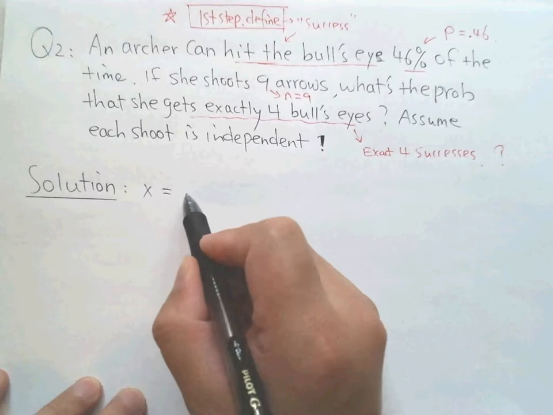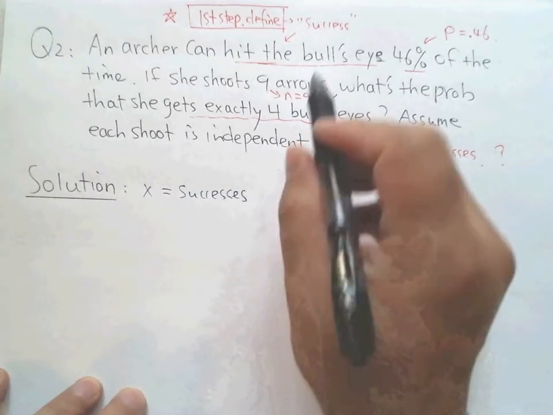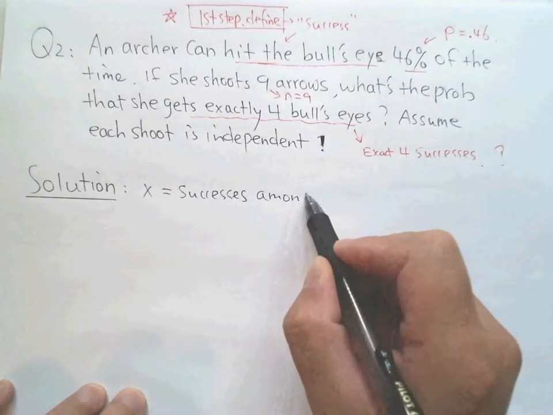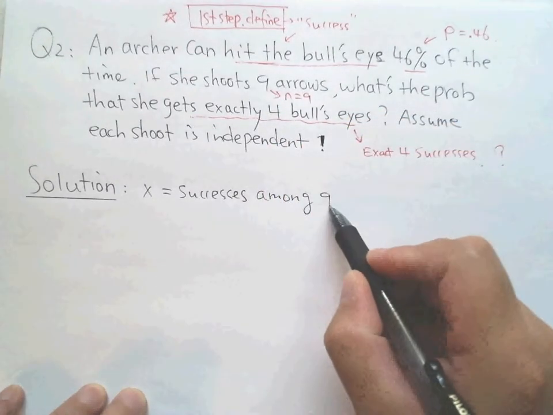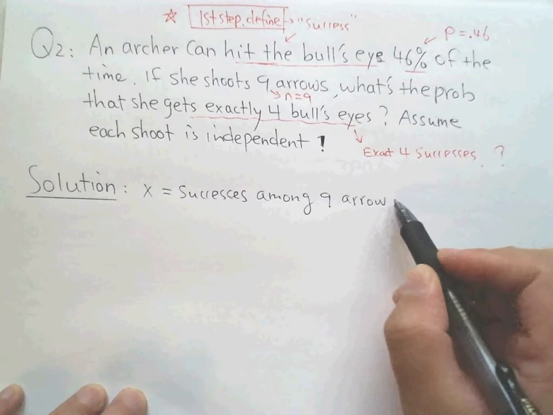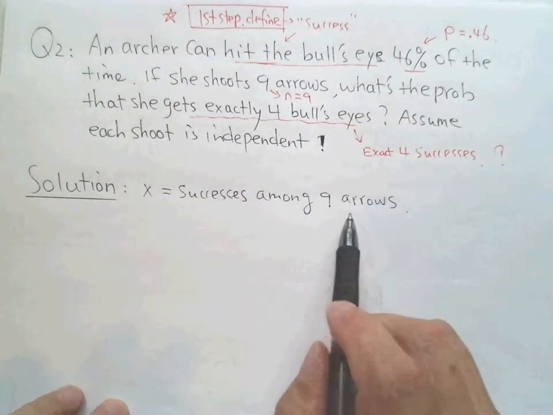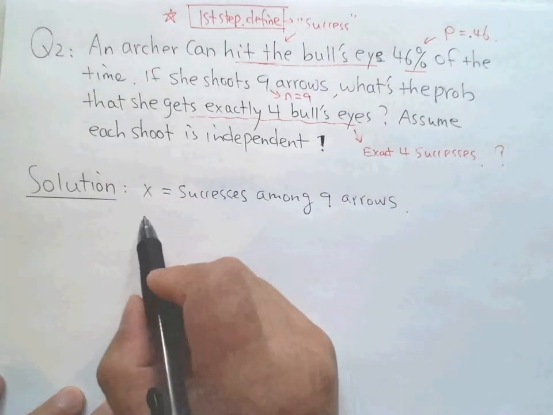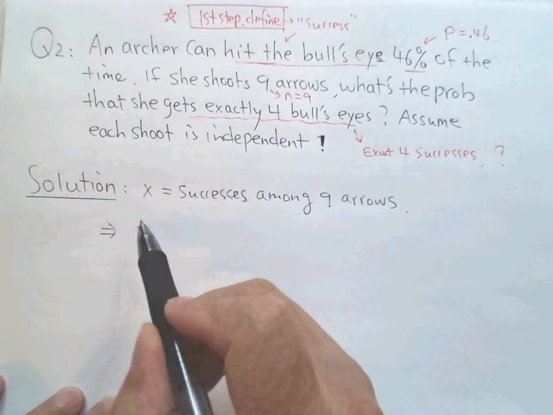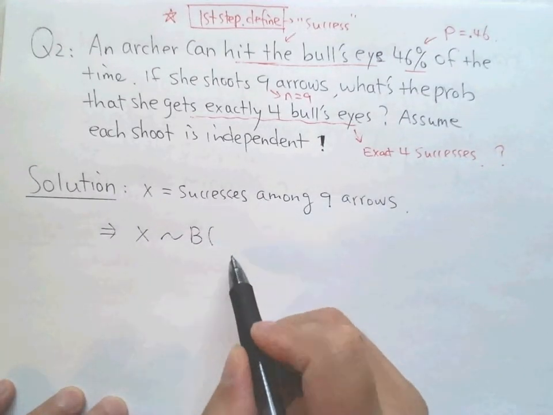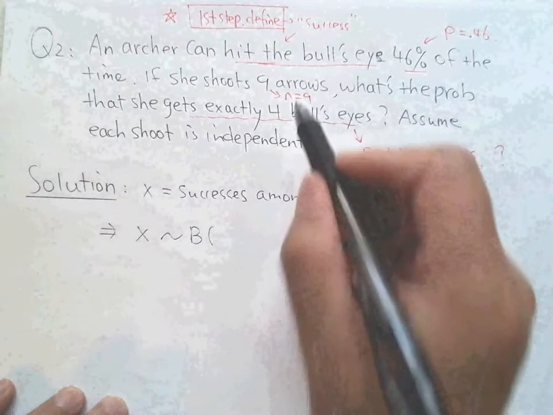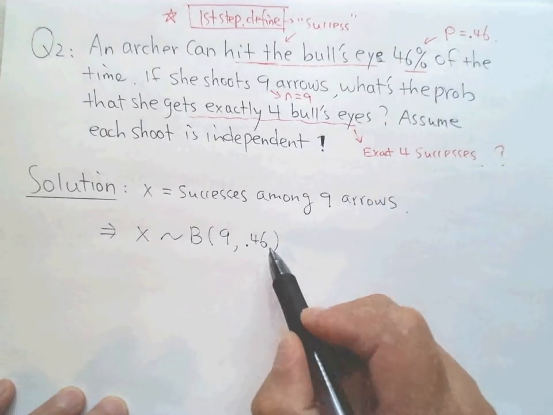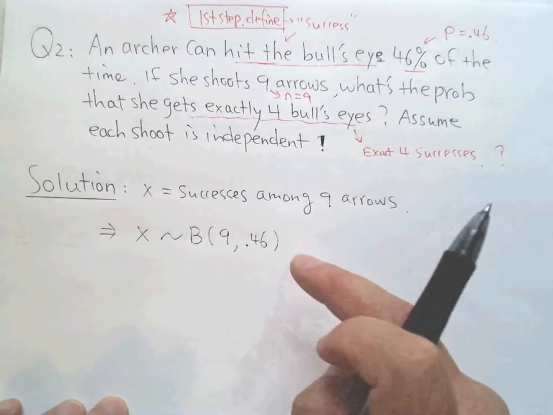Now it's easy. I say X is the number of successes, the total number of successes, meaning hitting the bull's eye among 9 arrows, among 9 shots. It shoots 9, so how many successes? You remember the number of successes among 9 Bernoulli trials follows what? A binomial distribution. So X follows a binomial distribution. Here n is 9, and here p is 0.46, the success rate.